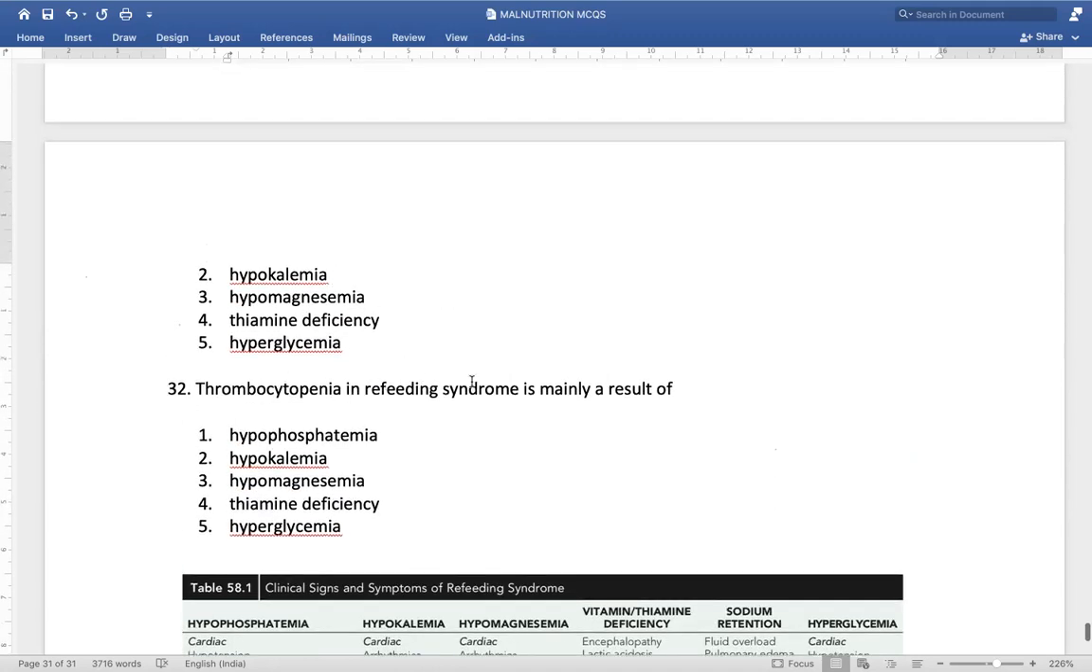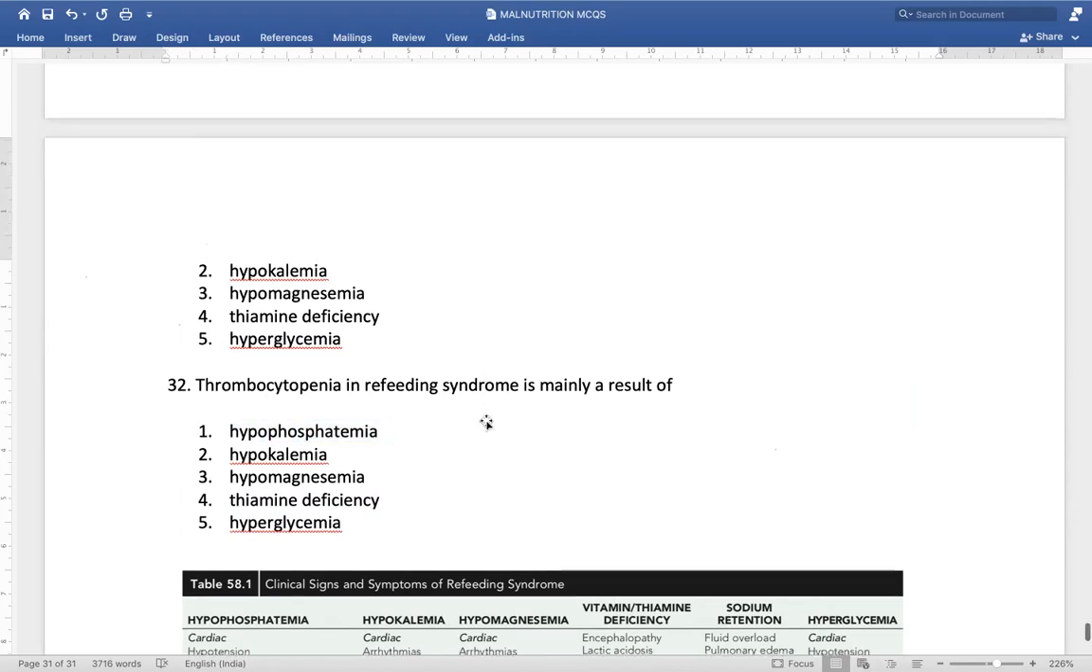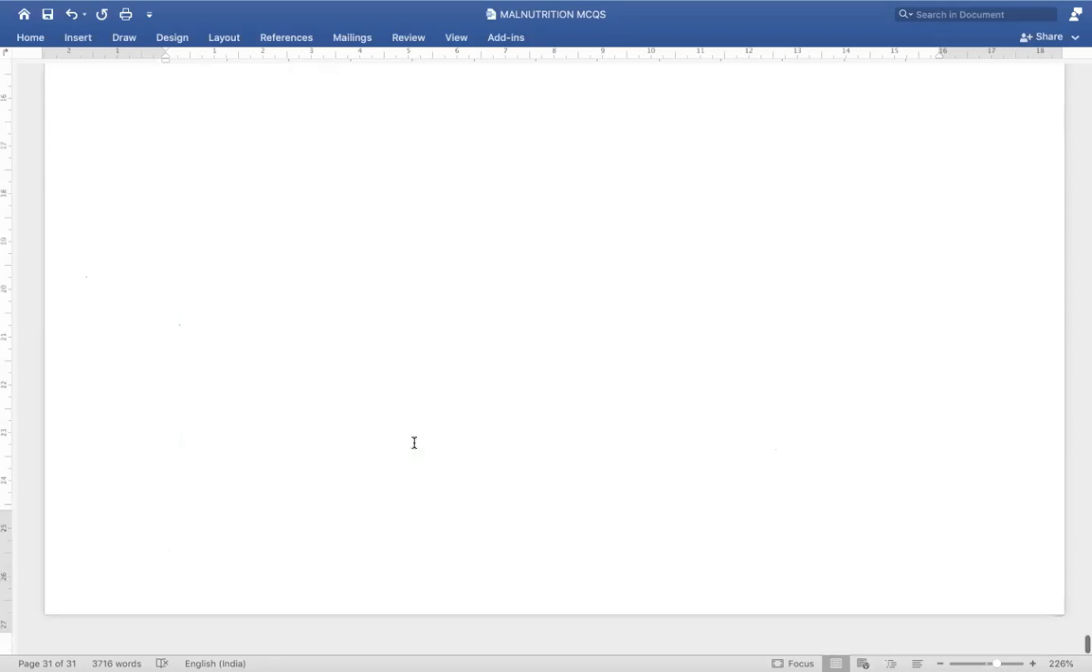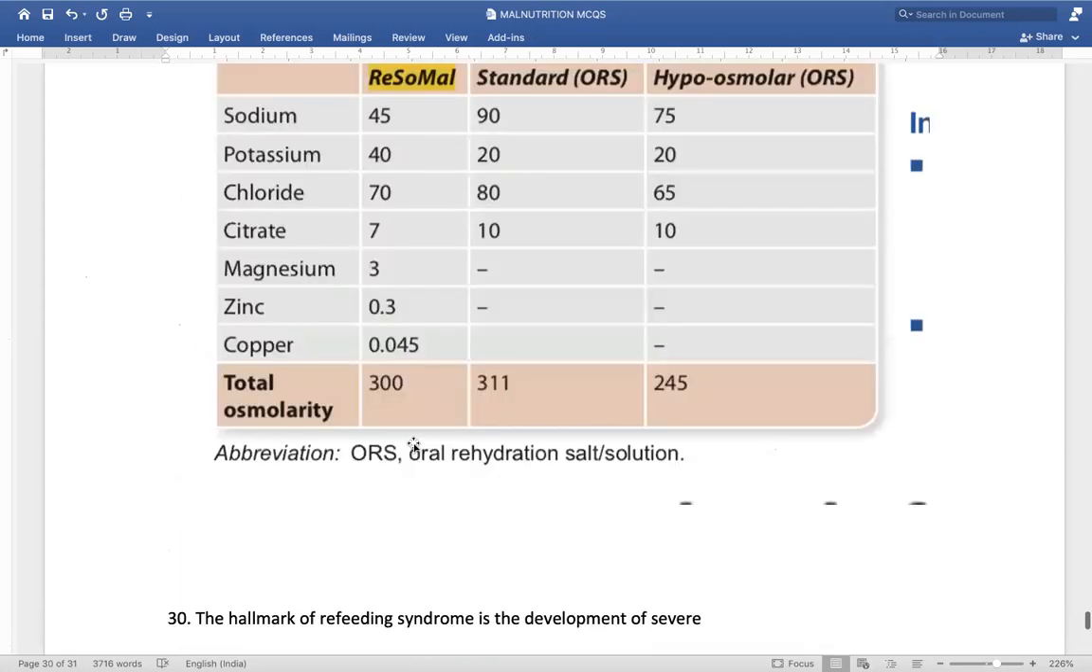And thrombocytopenia in refeeding syndrome is mainly a result of hypophosphatemia. So thrombocytopenia and also hemolysis and leukocyte dysfunction. Anything related to hematologic, if it is occurring in refeeding syndrome, is mainly because of your hypophosphatemia. There are no other things like hypokalemia, hypomagnesemia. All these things will not cause any hematological condition. Okay, so these are the main things.